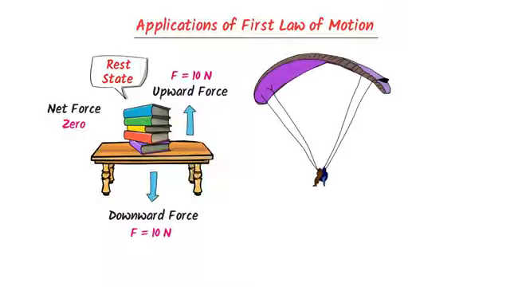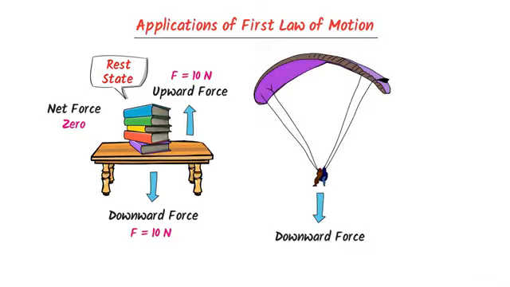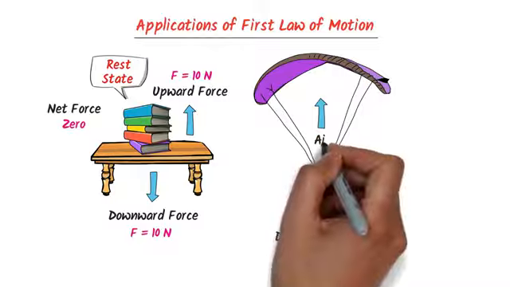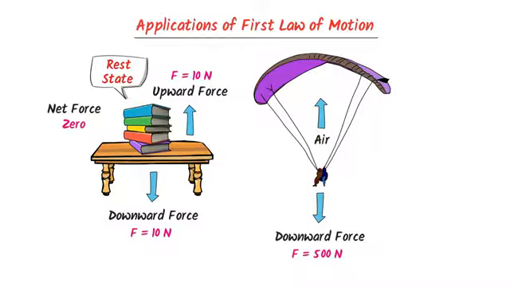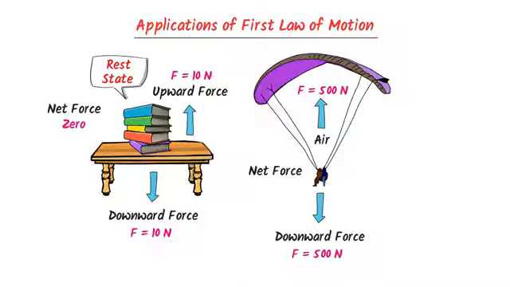Secondly, consider the jumping of a paratrooper. We know that this person is experiencing the downward force of the earth, that the downward force on this person is 500 Newton. Also we know that at the same time, the air resistance is pulling this person in the upward direction. Let this upward force also be 500 Newton. Now let me ask you, what about the net force? Well, the net force is 0 Newton.